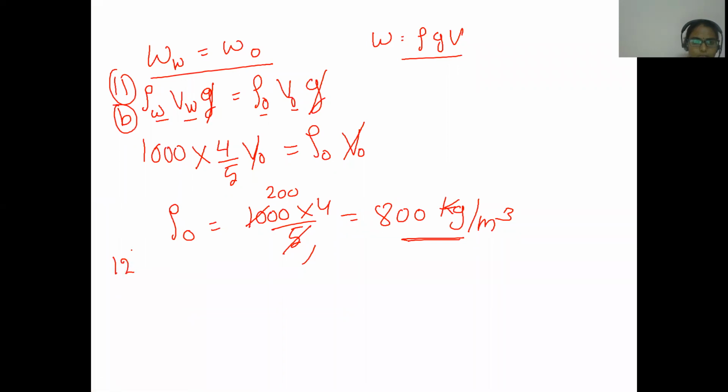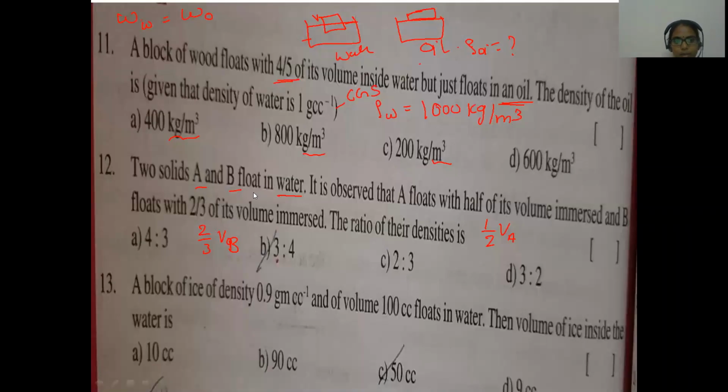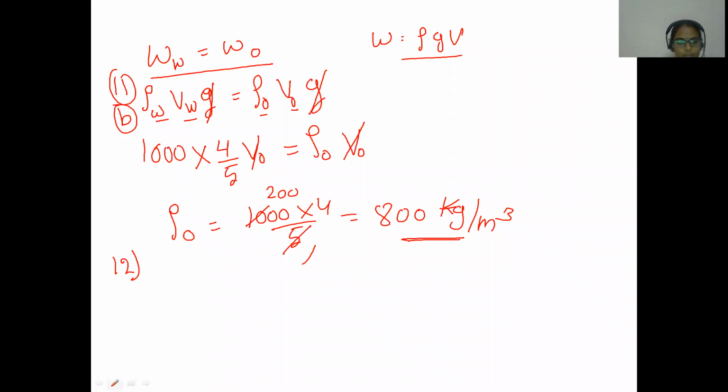Yes, children, 12th question. The weight of A is equal to the weight of B. See the next problem, the 12th one. The question is given like this: two solids, A and B, are submerged in water. The first body will float with 1/2 of its initial volume, and the second body floats with 2/3 of its initial value. Then we are going to calculate the ratio of their densities.